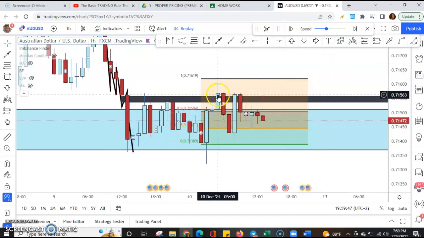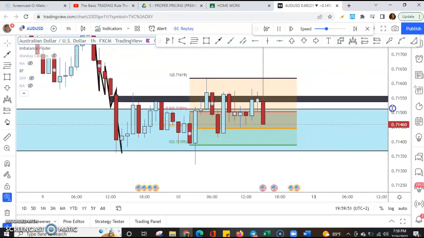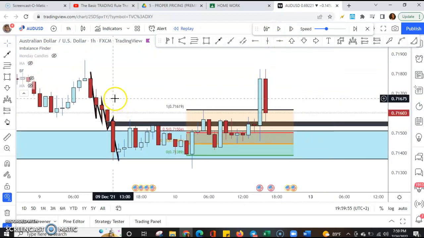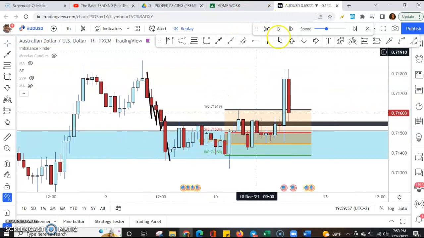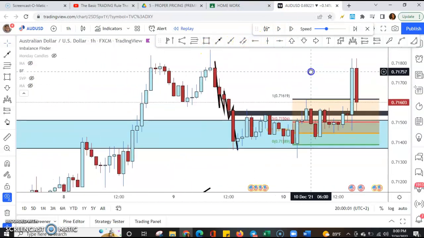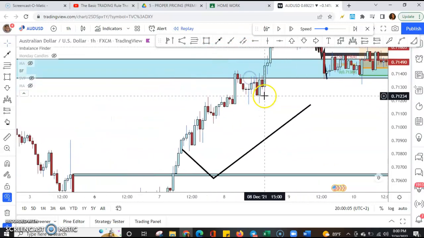I didn't like this break above as much, but you just never know. Look at that. Clear. It cleared my area. So as you can see, ladies and gentlemen, it's a quick, simple process for entries and adapting when market conditions can change.